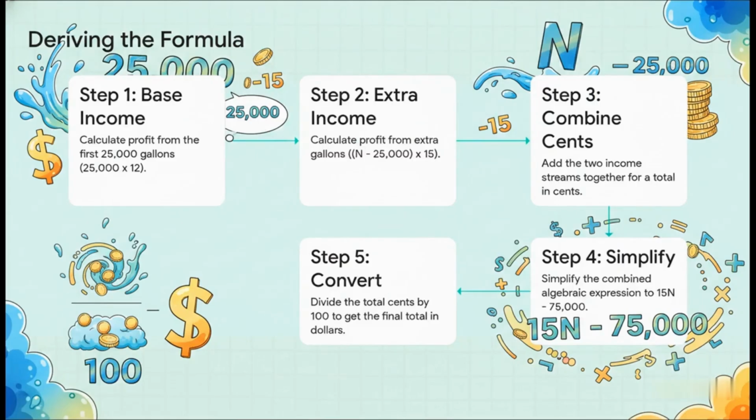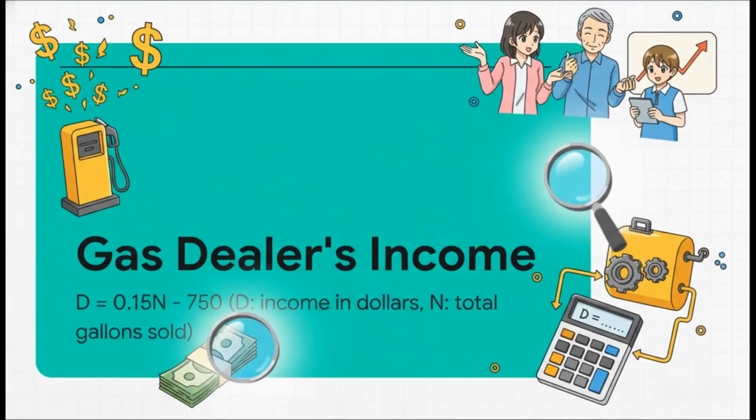First, we figure out the income from the initial 25,000 gallons. Easy enough. Then we calculate the income from any extra gallons sold, which is the total, N, minus that first 25,000. Next, we just add those two amounts together, simplify the algebra, and for the final step, convert the whole thing from cents into dollars. And after all those steps, we're left with this, a really clean, elegant formula.